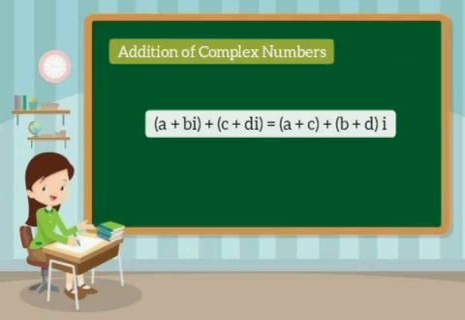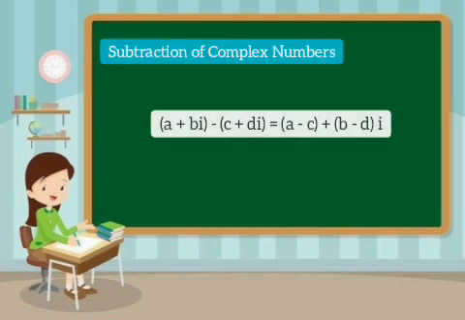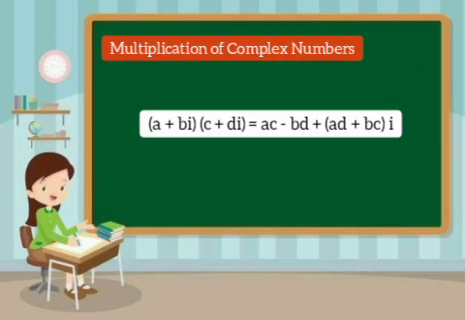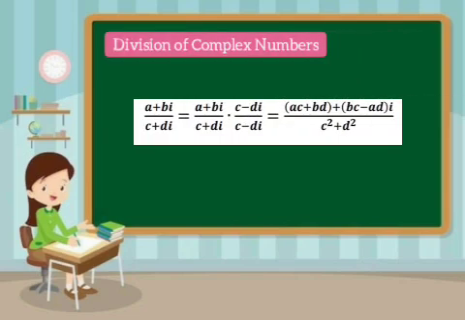So here in the addition of complex numbers, to add two complex numbers, add their real parts together and their imaginary parts together. In subtraction of complex numbers, subtract the real parts and the imaginary parts separately. In multiplication of complex numbers, to multiply two complex numbers, expand like binomials and remember that i squared equals -1. In the division of complex numbers, to divide, multiply numerator and denominator by the conjugate of the denominator.